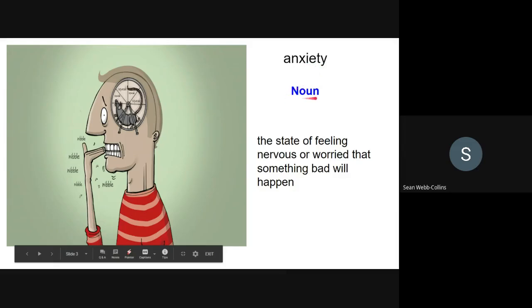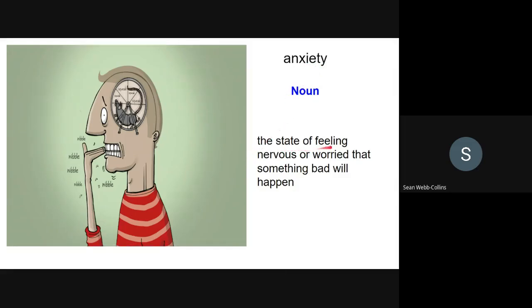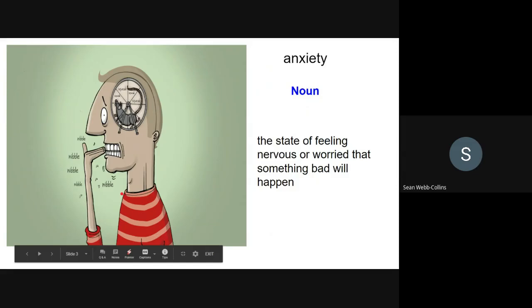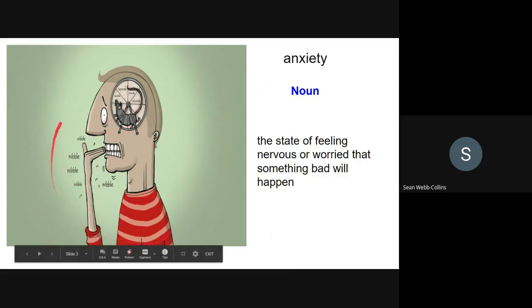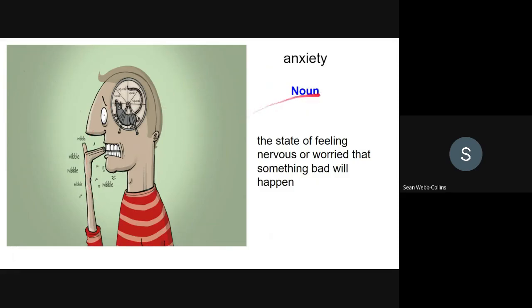Anxiety. Noun, the state of feeling nervous or worried that something bad will happen. For example, anxiety is a natural reaction to stressful environments. Word forms? Are there any other word forms? That's right.